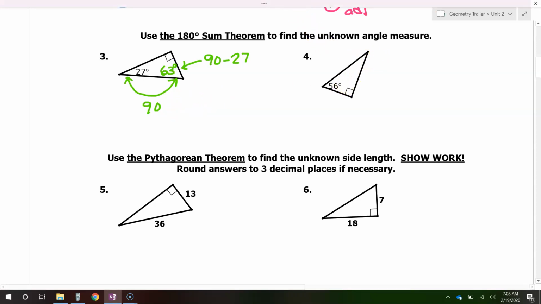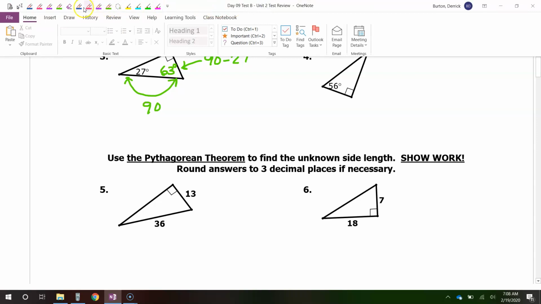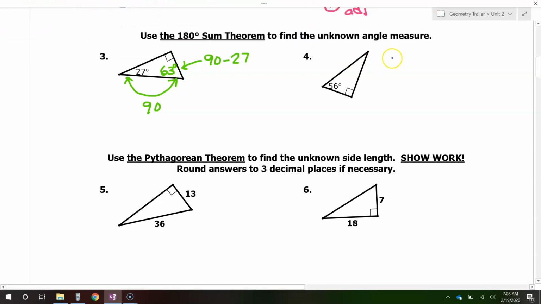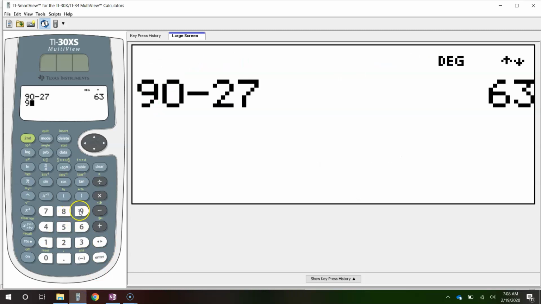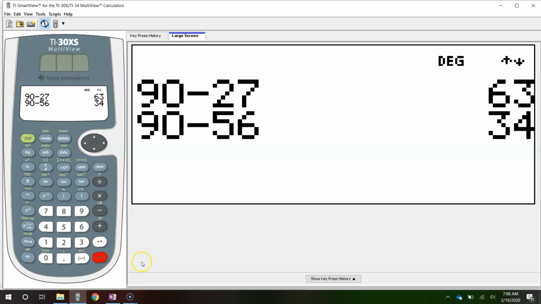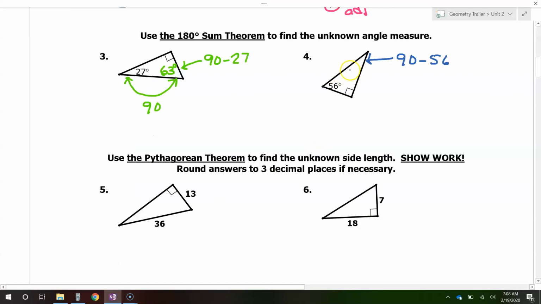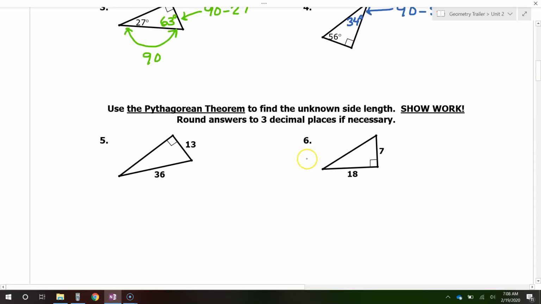So similarly, we should be able to find this angle by doing 90 minus 56. All right, so 90 minus 56, and that's 34. All right, so that was easy.